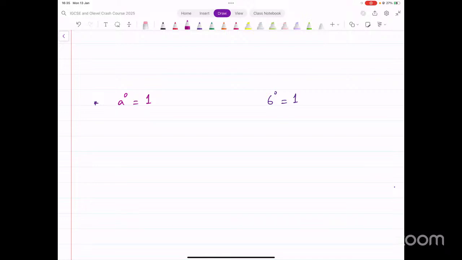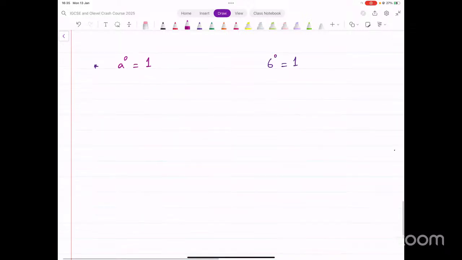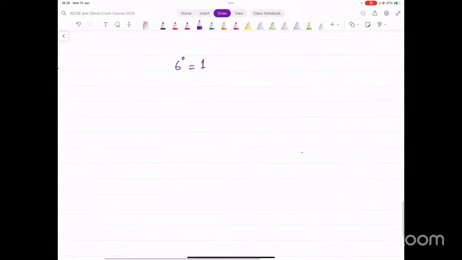Why is that though? Does anyone know? Why is anything raised to power 0, 1? Just think about this. You can kind of understand a pattern to figure this out or to intuitively understand why this has to be the case.